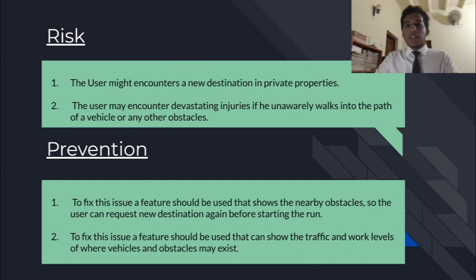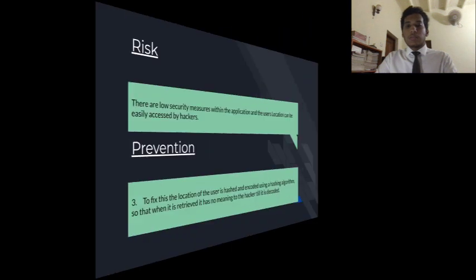Another risk is the user may encounter devastating injuries if he walks into the path of a vehicle or any other obstacle. As a prevention for this issue, a feature should be added that shows the traffic and the work level of where vehicles and obstacles may exist.